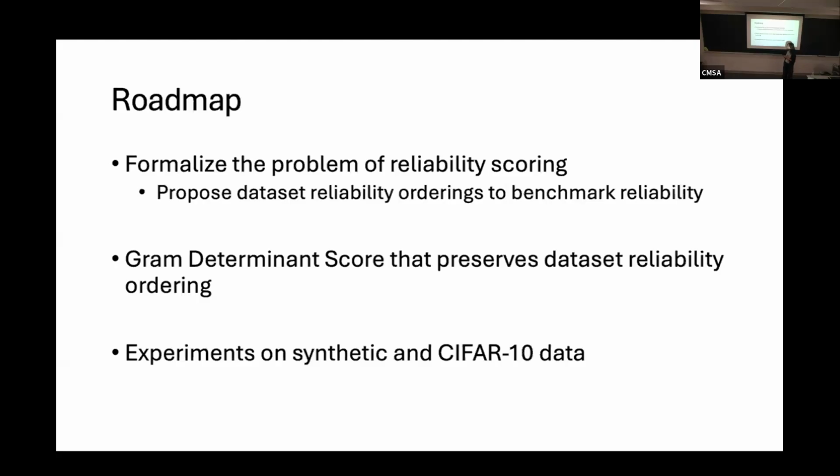I will talk about the properties, so under what condition this Gram Determinant Score can preserve the underlying ordering of the data set. And I'll also try to give some geometric intuitions of why this score captures what we want. I'll very briefly touch on some of the experiments that we ran on synthetic data and also on a machine learning data set that's an image label data set. Okay.